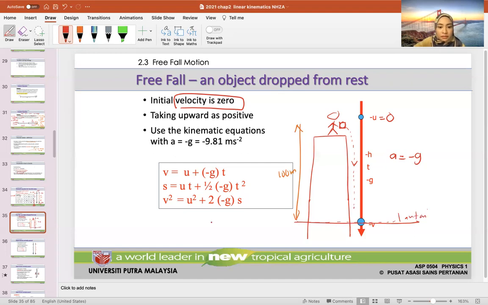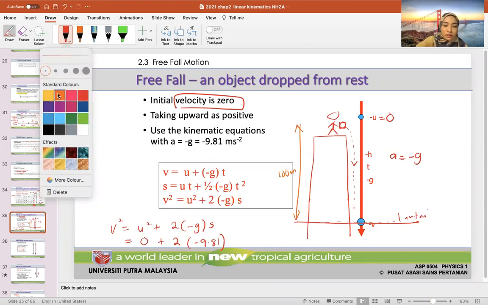The last equation, this one. Oh, this one, okay. So V squared equals to U squared plus 2AS. In this case, dia terus substitute A. So 2 minus gS. Okay, so U is 0. 2 minus 9.81. What is my S in this case? 100 meter. Okay, everyone is saying 100 meter.